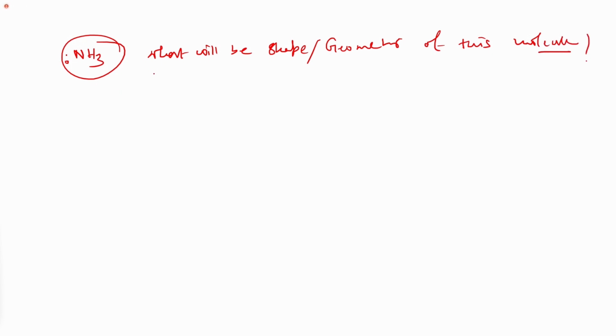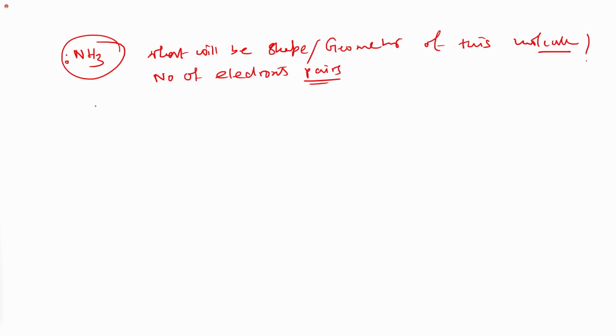Okay, so in this molecule, suppose NH3, what will be the structure, what will be the shape or the geometry of this molecule? First you have to know the number of electron pairs.